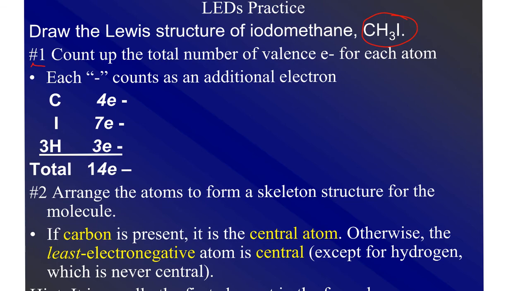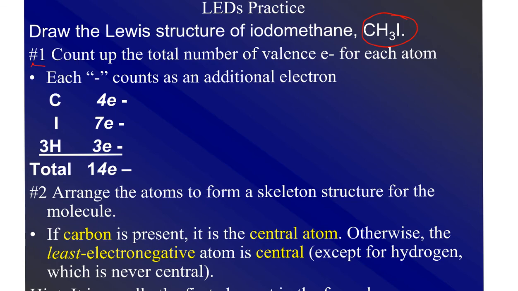So carbon is in group 14, therefore it brings 4 valence electrons to the table. Iodine is going to bring 7 valence electrons to the table. Each hydrogen, we have 3 of them, is going to bring 1. And then you add all these up, we have a total of 14 valence electrons. So basically they bring all the valence electrons to the table, then they'll divvy them up so that each has 8. As we'll see, hydrogen will only want 2.